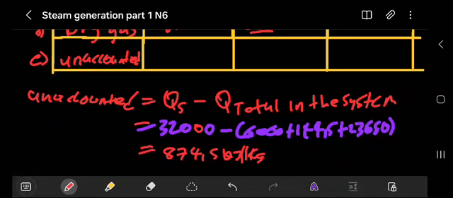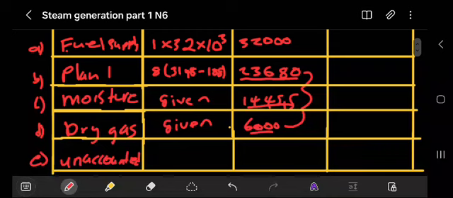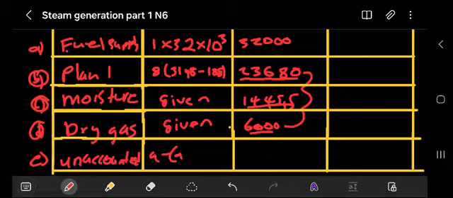So simply here you can say this is the same as A, what we have there, minus B C D, like that. A minus B C D. There you'll have this to be 874.5. All right.